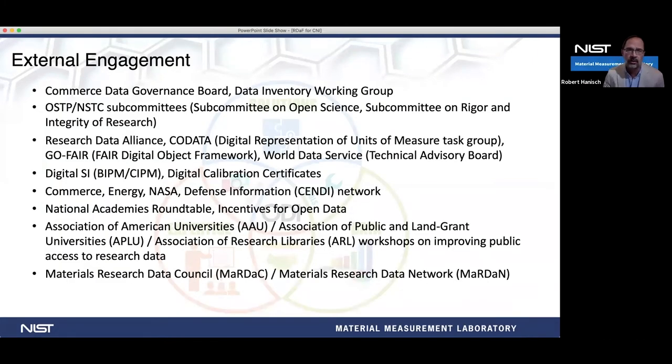As far as external engagement goes, we participate in interagency working groups of the US government under OSTP and the NSTC. We work internationally with the Research Data Alliance, CODATA, GO FAIR, and the World Data System. I work closely with the BIPM and its committee, the International Committee on Weights and Measures, and so forth. We are very much outward engaged, and as you'll hear more later, recently we are working directly with the AAU, APLU, and ARL in this endeavor called the Research Data Framework.